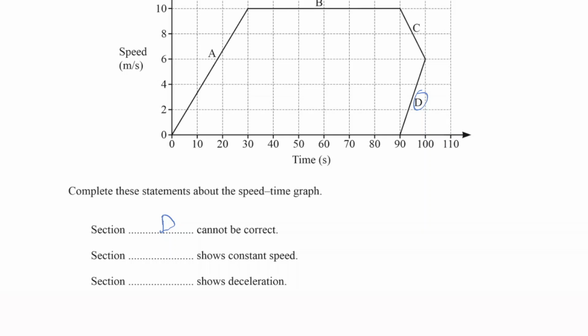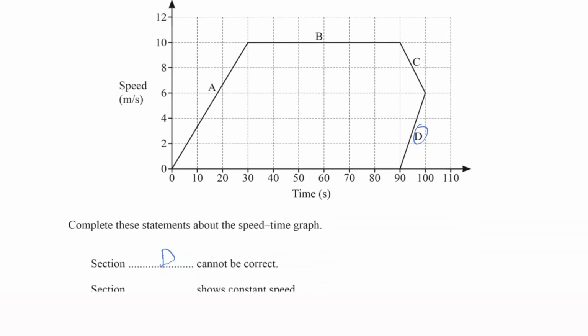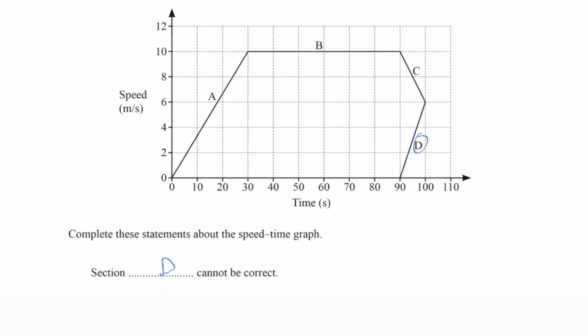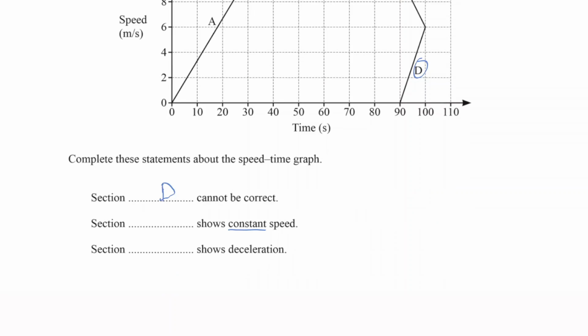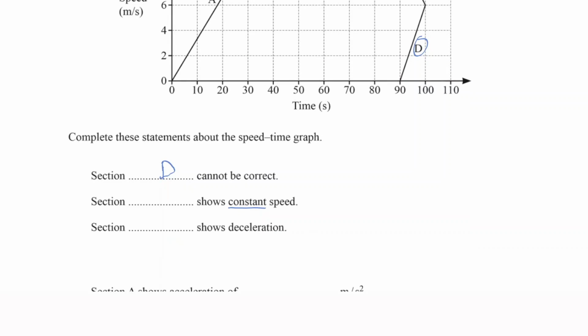Okay, session B shows constant speed. So constant means the value is being constant or does not move. Can you see that this is constant speed? Constant speed means it does not change, does not vary. Now the speed was 10 here and it is continuing. The vehicle is continuing its speed from here to here at 10 meters per second, right? It's not increasing, not decreasing, so it is a constant speed that we can call it. So session B shows constant speed.